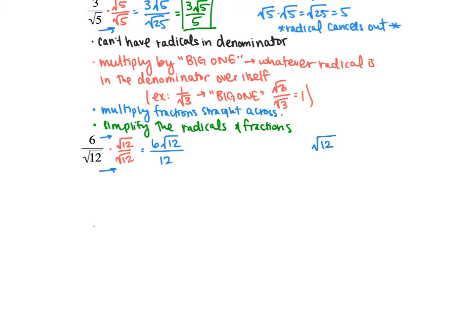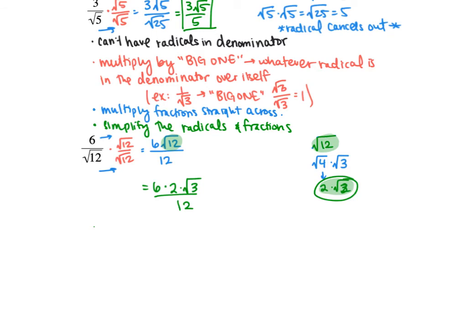So a perfect square that goes into 12 is 4. So I can write this as the square root of 4 times the square root of 3, since 4 times 3 is 12. And the square root of 4 is 2. So I can simplify the square root of 12 as 2 times the square root of 3. So I'm just going to replace that there. So this becomes 6 times, and then we're going to replace this with 2 times the square root of 3, over 12.